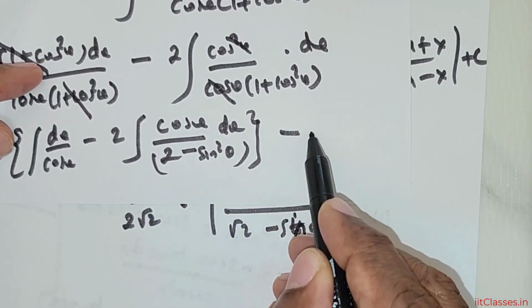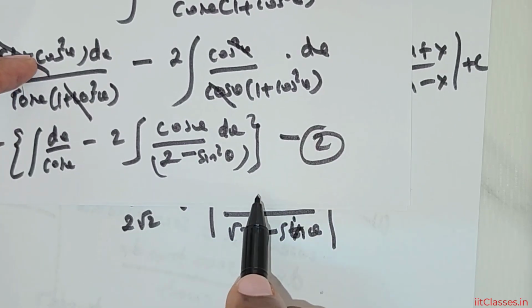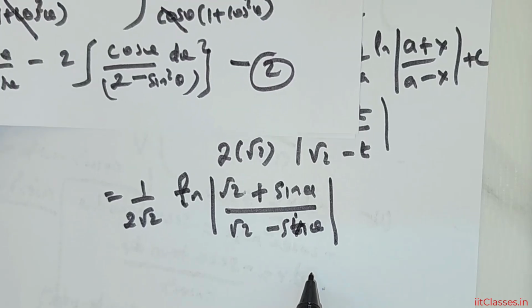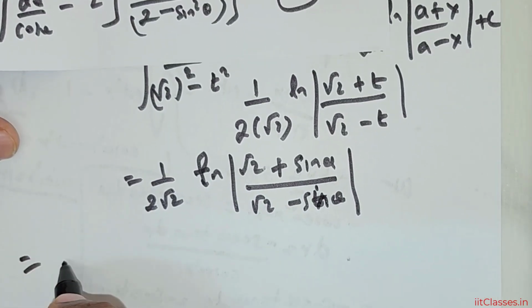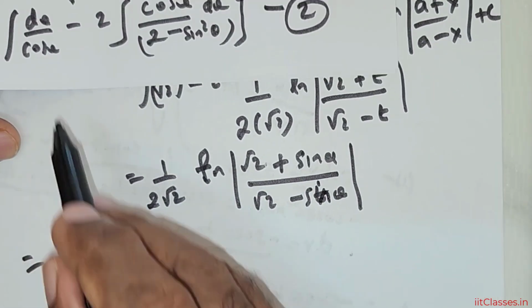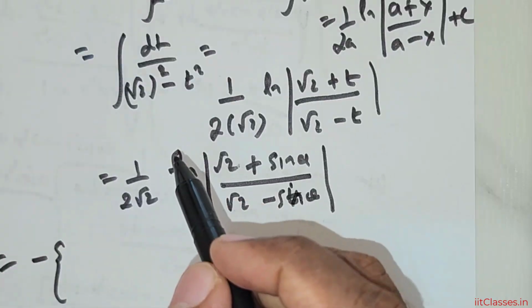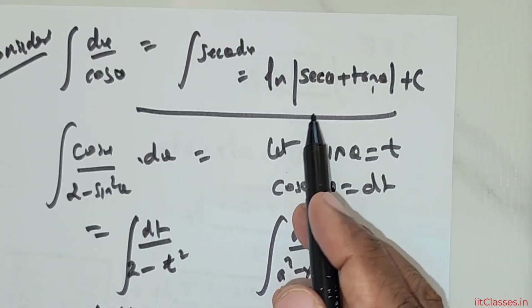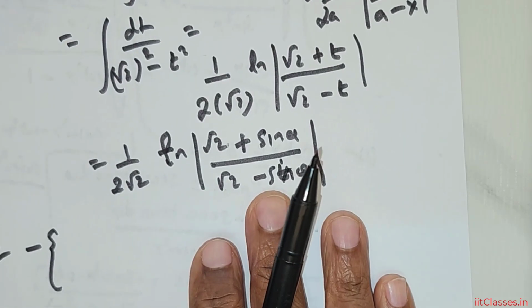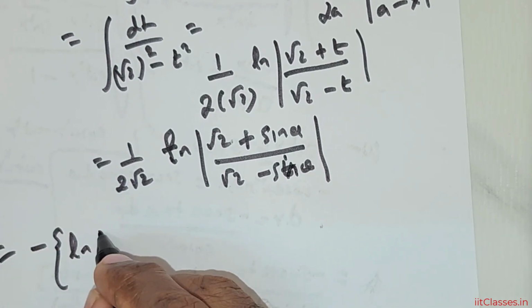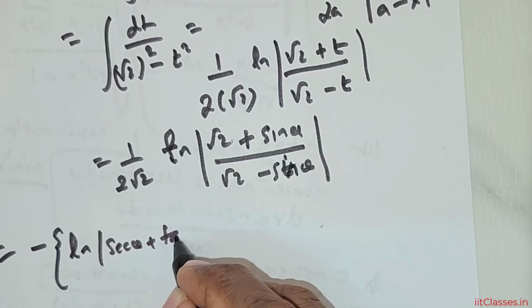Okay, I'm going to take this as 2. We have to take the two quantities and place them here. So let me do that. This is equal to, negative sign is there for the first component. The first one we already have. What is that? ln modulus secant theta plus tan theta.